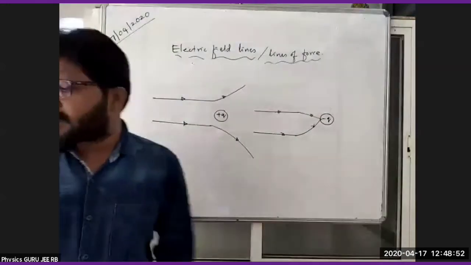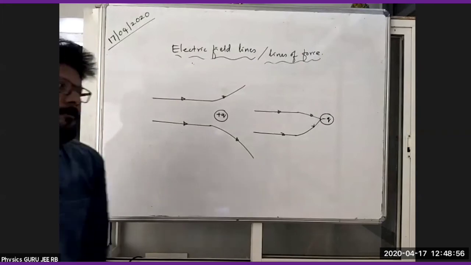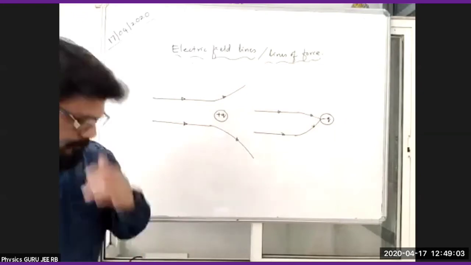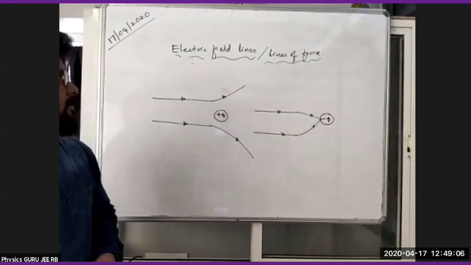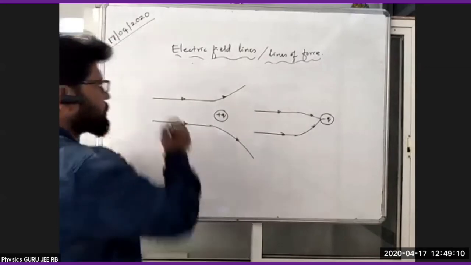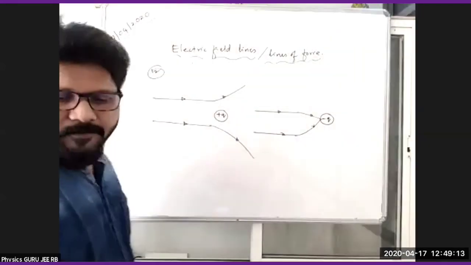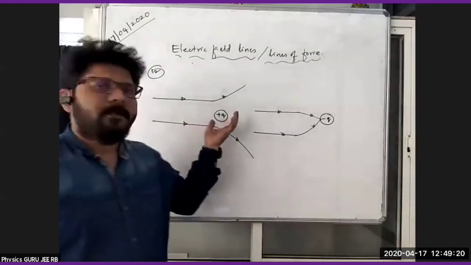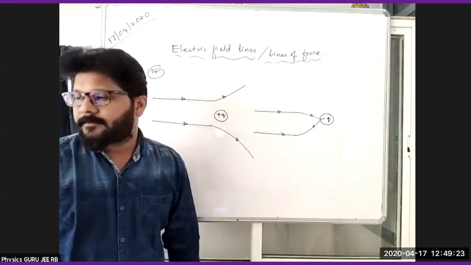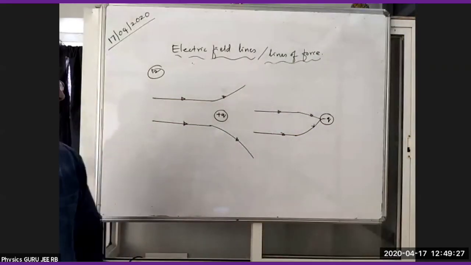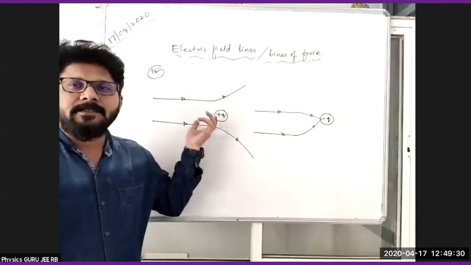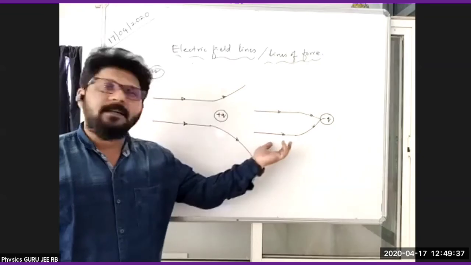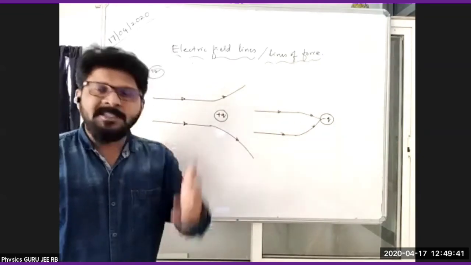So why is it happening like that? Can anybody tell the answer? Why are the electric lines repulsed, and why do they attract? Anybody have any answer? This is the 12th one. Can you tell me logically why it is happening so? When electric lines are there and a positive charge comes, they will repel, and towards a negative charge, they will attract. Can you tell me the reason behind it?